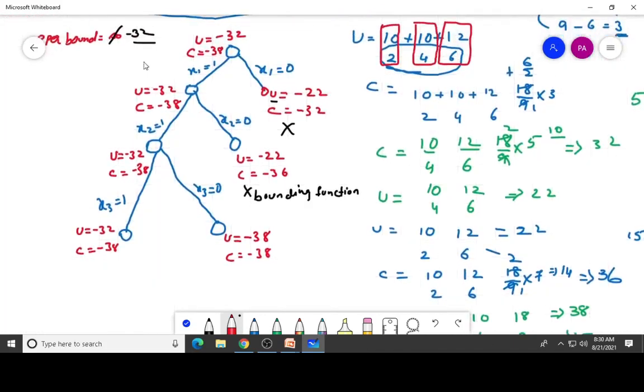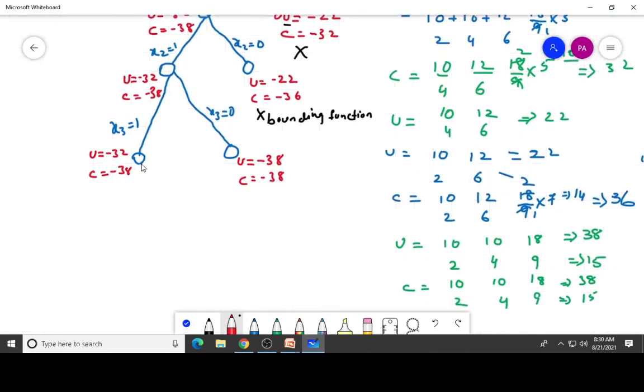So now what we have now, minus 32 is higher and minus 38 is lower. So what we need to do? We need to cut this and we need to write minus 38. So what is the upper bound now? Now the upper bound we have minus 38. We are finding the minimization problem. Okay, now if I go further here, if I include x4, I cannot add here.